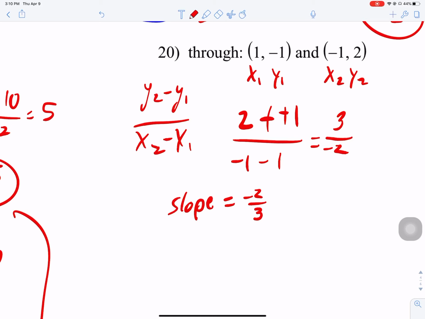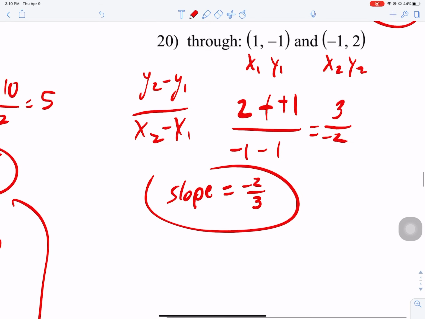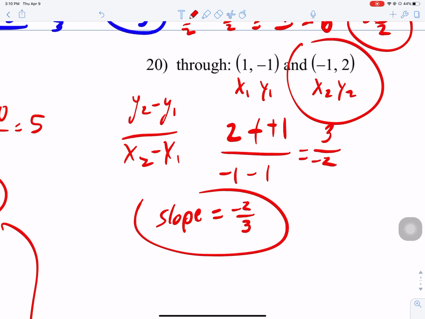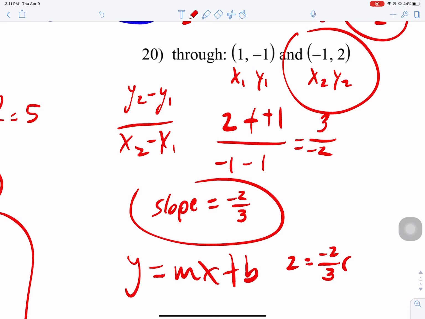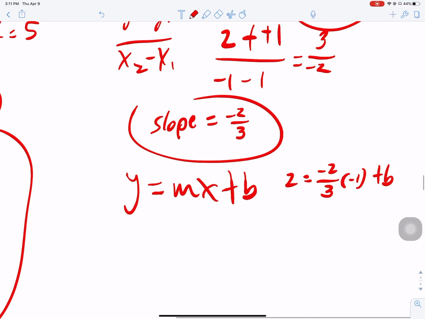And then you're going to plug that in. Use whatever coordinate you want. I'll use this one. So that means my y equals mx plus b. I'm going to rewrite it as 2 equals negative 2/3 parentheses negative 1 plus b. And negative times a negative is a positive, so I'm rewriting this as 2/3 plus b.